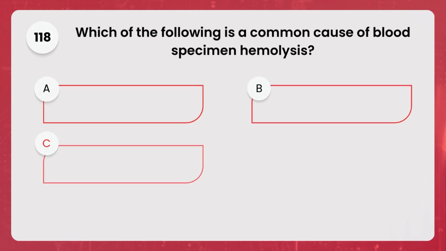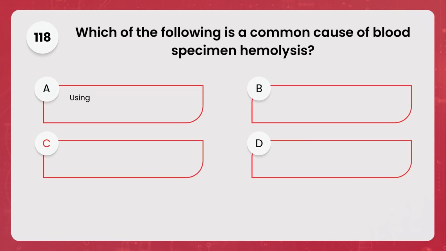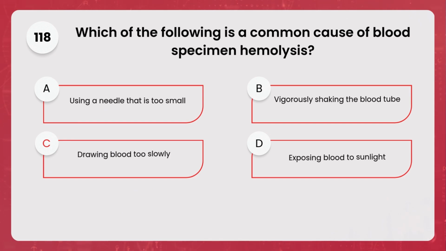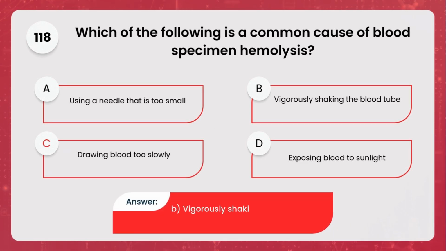Number 118. Which of the following is a common cause of blood specimen hemolysis? A. Using a needle that is too small. B. Vigorously shaking the blood tube. C. Drawing blood too slowly. Or D. Exposing blood to sunlight. The answer is B. Vigorously shaking the blood tube.